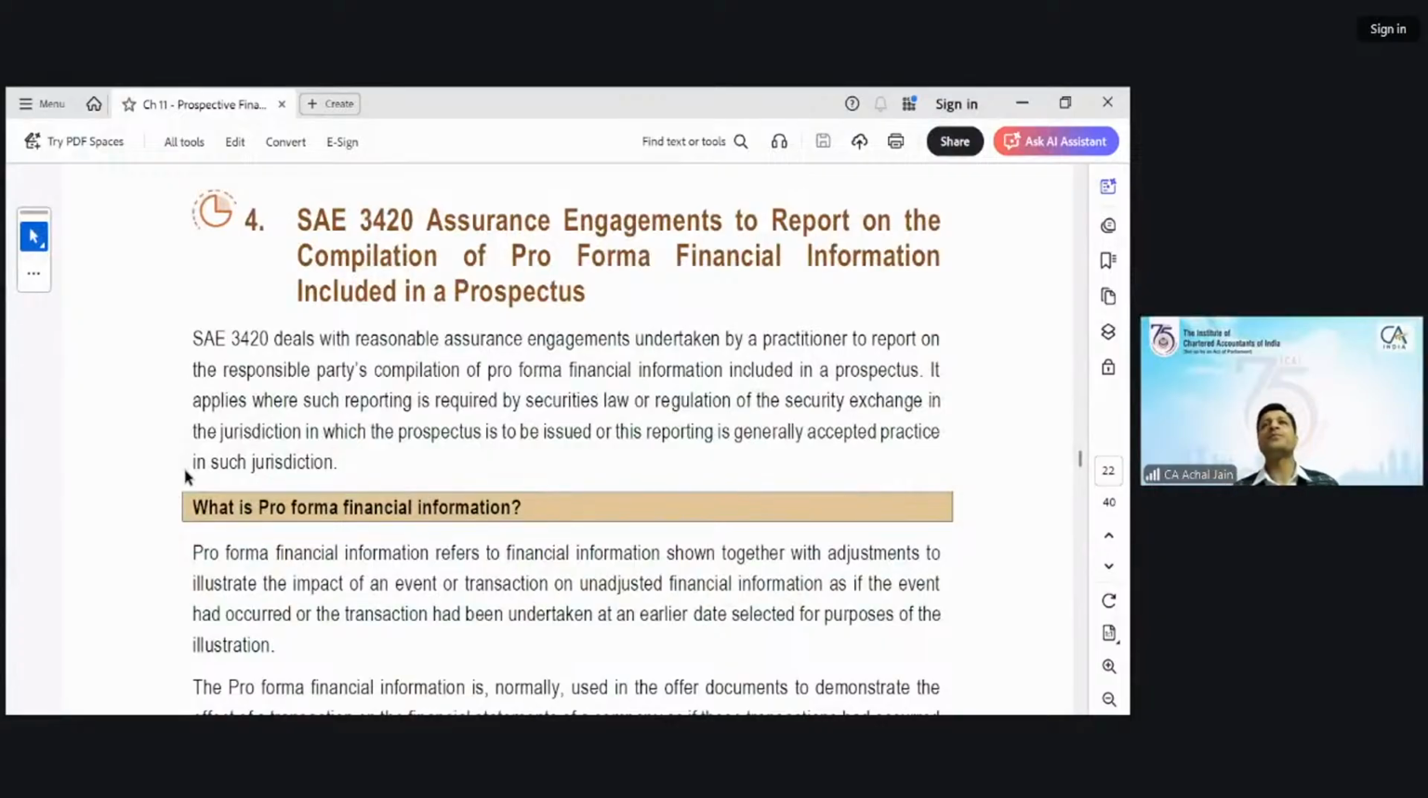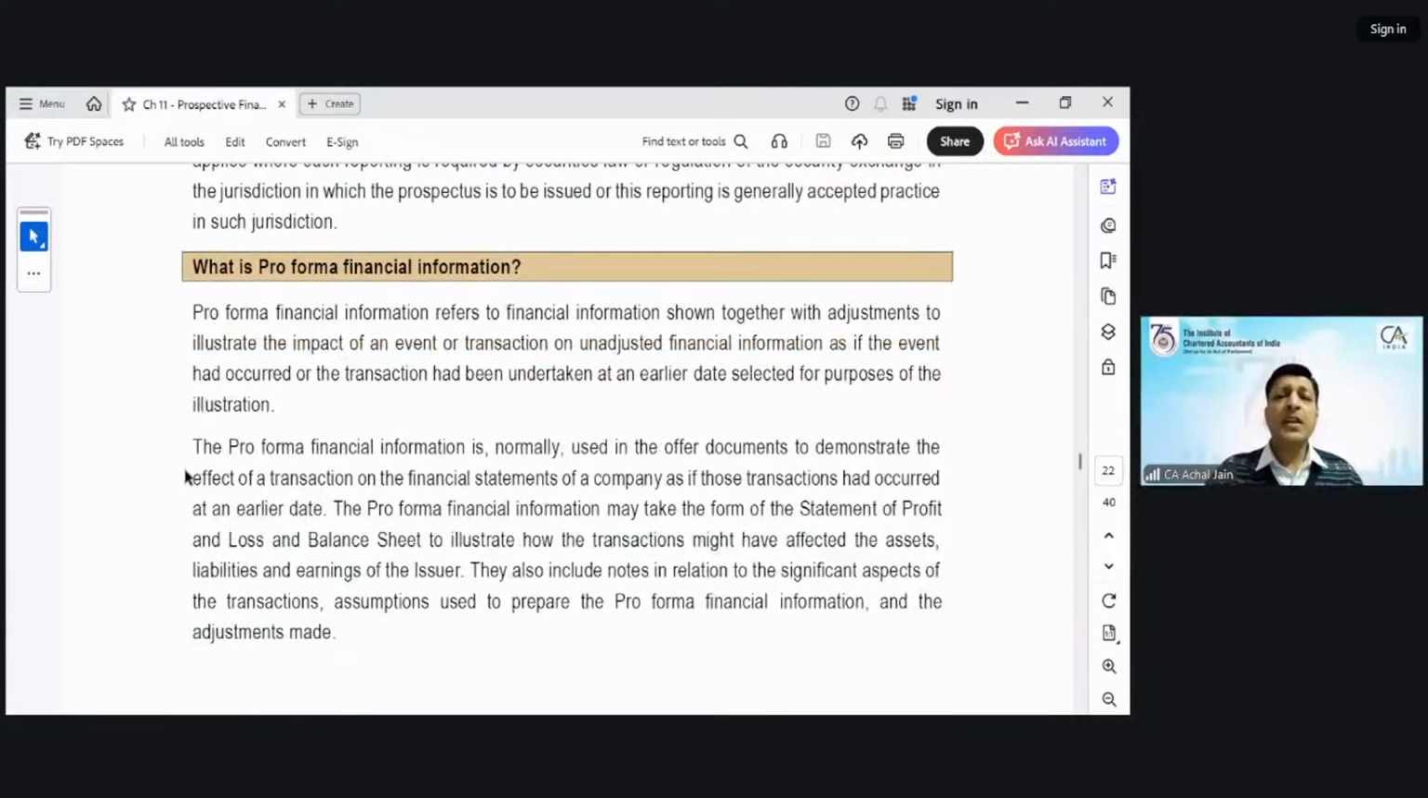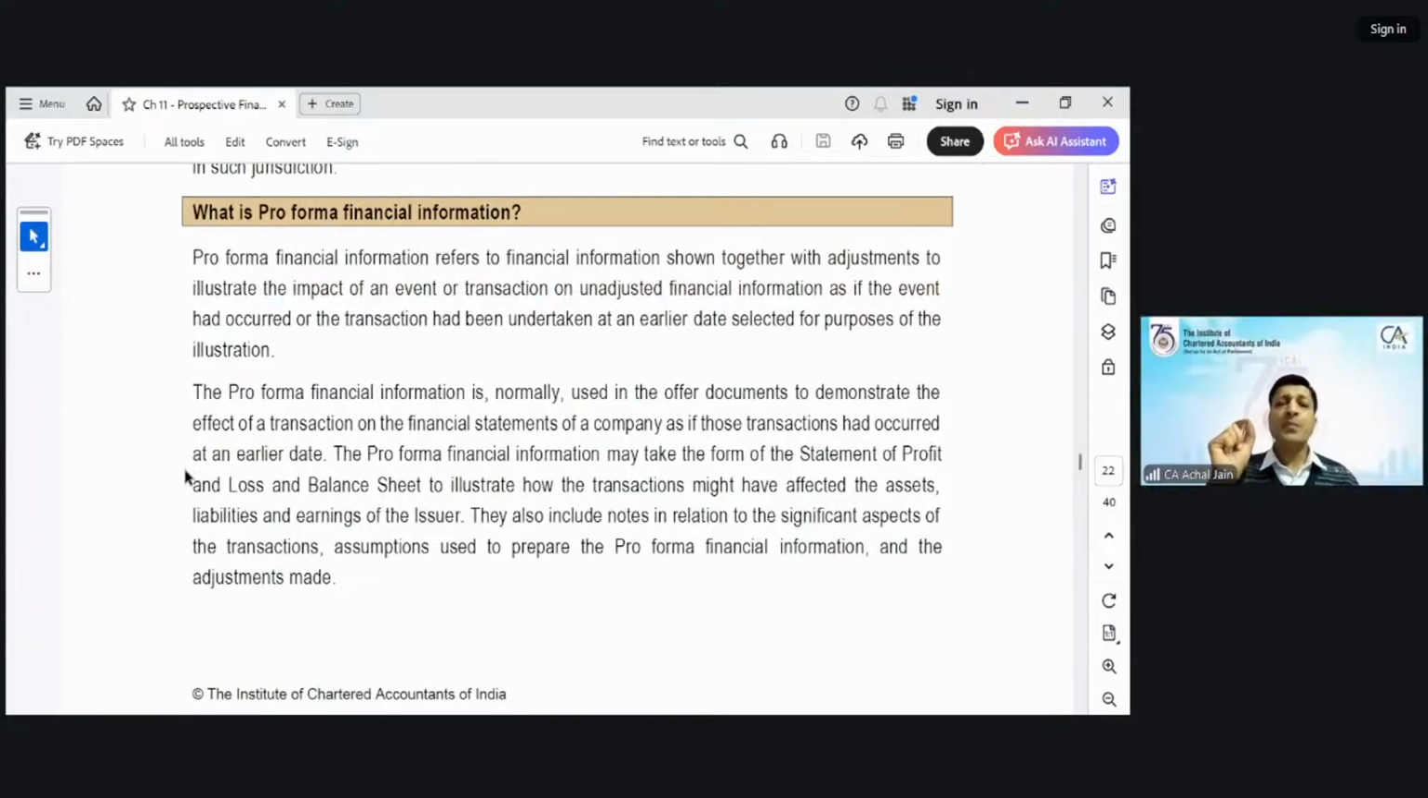Now moving on to the third type of engagement, which is about pro forma financial information. Now this is a different thing. Now we are talking about reporting on compilation of pro forma financial information, which is included in a prospectus. First of all, it becomes important to understand what is pro forma financial information. Yes or no? Yeah, because it appears to be slightly different, something new.